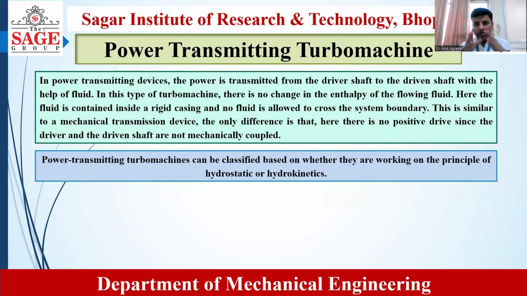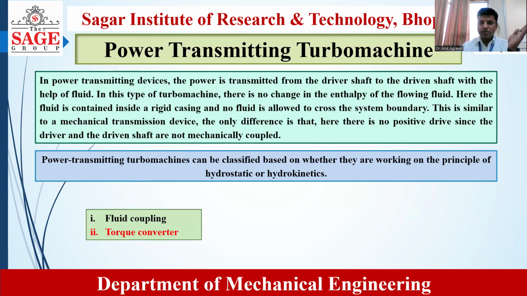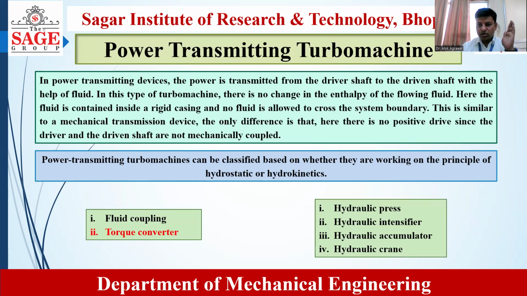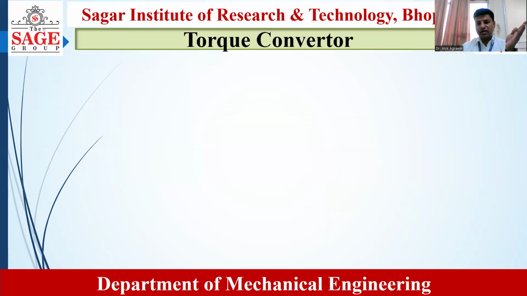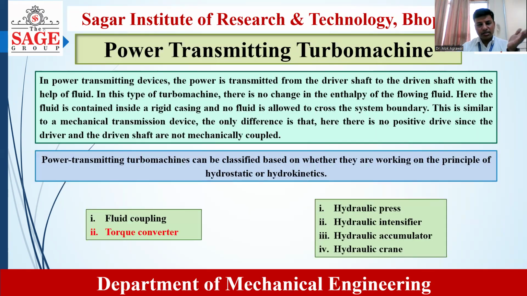These power transmitting turbo machines are basically classified by working principle as hydrostatic or hydrokinetic. Under hydrokinetic, we have fluid coupling and torque converter, and under hydrostatic, we have hydraulic press, hydraulic intensifier, hydraulic accumulator, and hydraulic crane. There are a few more machines working on the hydrostatic principle, but we will be discussing only these four.